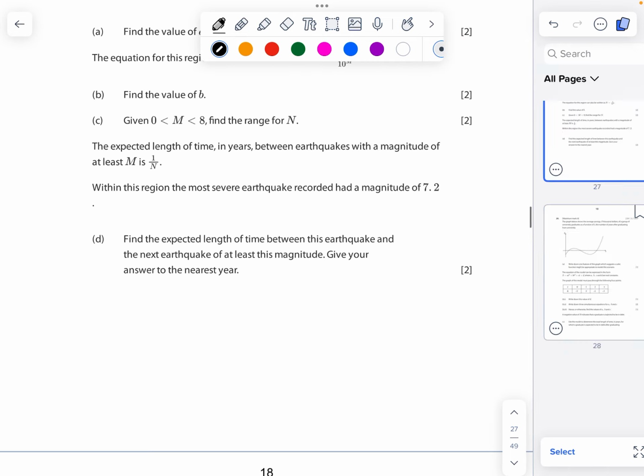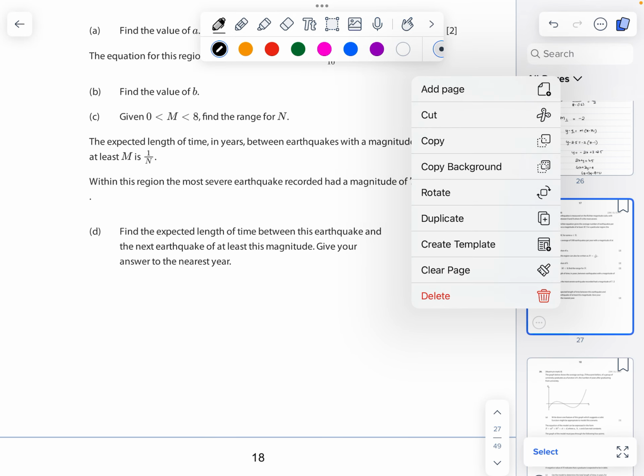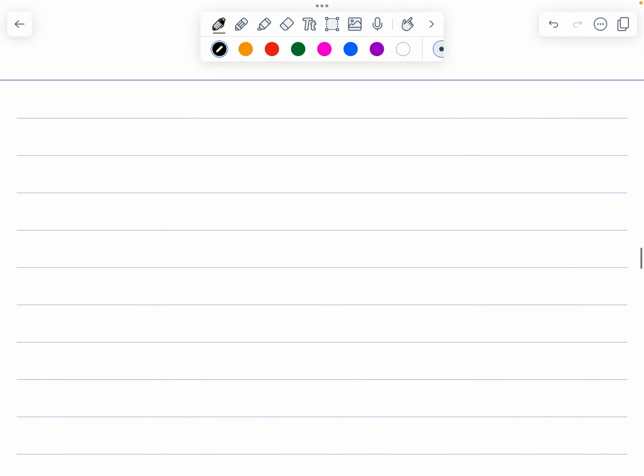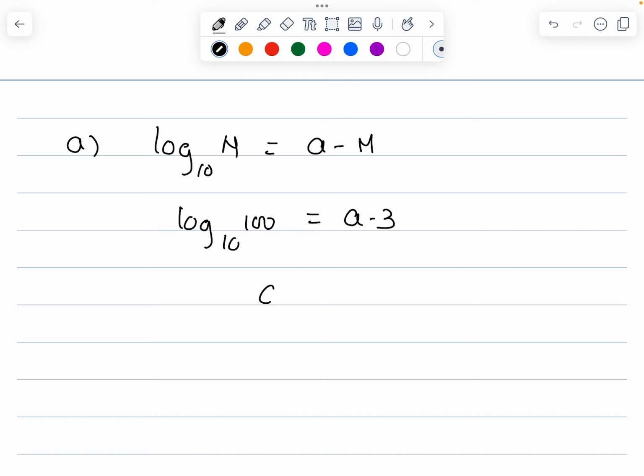So what is the formula given? Log of n to the base 10 equals A minus m. So log 100 to the base 10 equals A minus 3. So 2 equals A minus 3, since log 100 to the base 10 is 2. So A equals 5. That's going to be the answer.